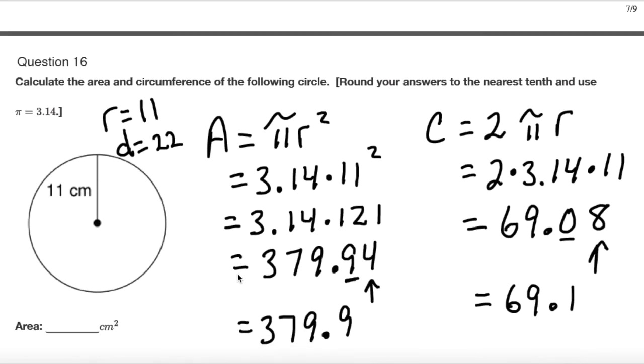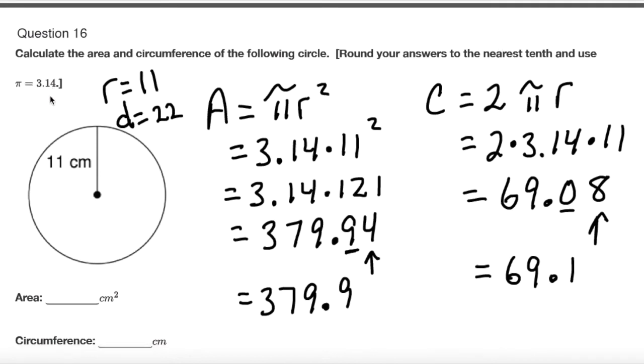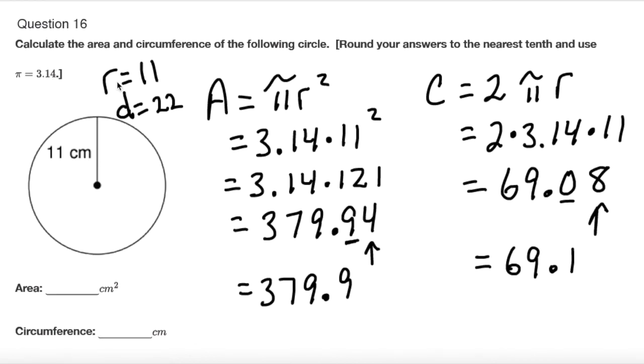Question 16, find the area and circumference of a circle. Round to the nearest tenth, which means we're supposed to use 3.14. Identify what's the radius and what is the diameter of the circle so that you use the right numbers in the right location. The radius is going to be used in the area formula. The radius is also going to be used in the circumference formula.